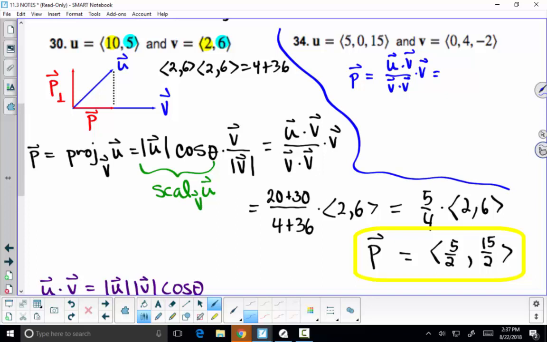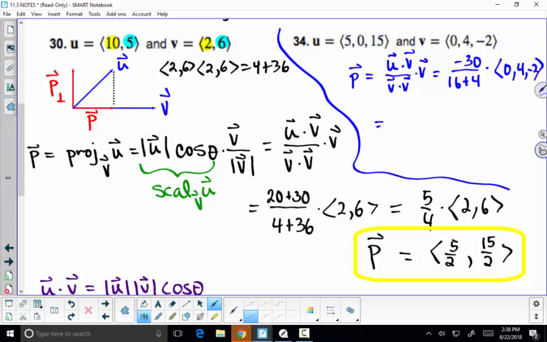So what will u dot v be up here? 0, 0, 30, negative 30. Negative 30, yep. So what does that tell us right away about the angle between the vectors u and v? Obtuse. Negative dot product, obtuse angle. And then for v dot v, we take v and dot it with itself. So it's going to be 0 times 0, 4 times 4, negative 2 times negative 2. So we're going to get 16 plus 4. Let's write it like that for now. And then we multiply it by the vector v, 0, 4, negative 2.